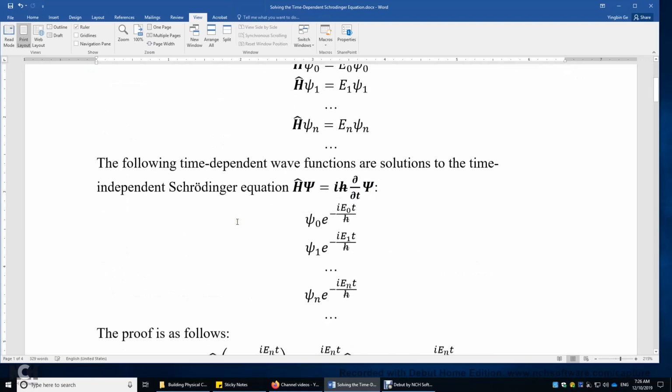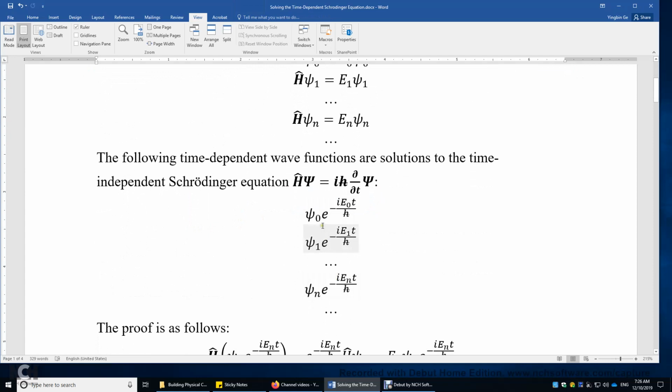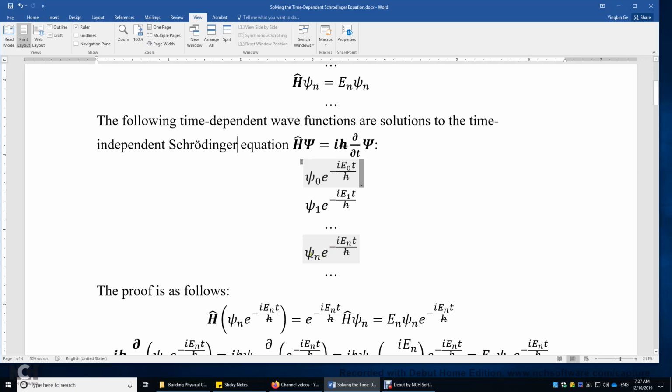And then we can propose the following solutions. We just multiply psi 0 by an exponential function of t, e to the power of negative i E0 t over h bar. Or more generally, we have psi sub n times e to the power of negative i E sub n t over h bar. We can prove that this is indeed a solution to this time-dependent Schrodinger equation.